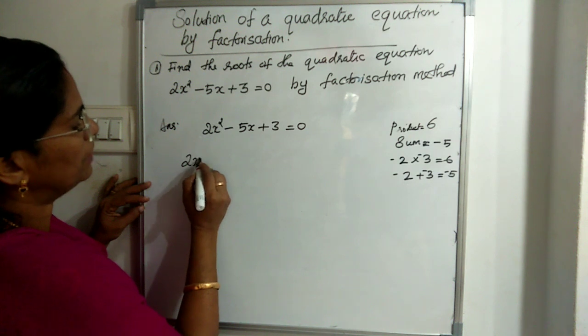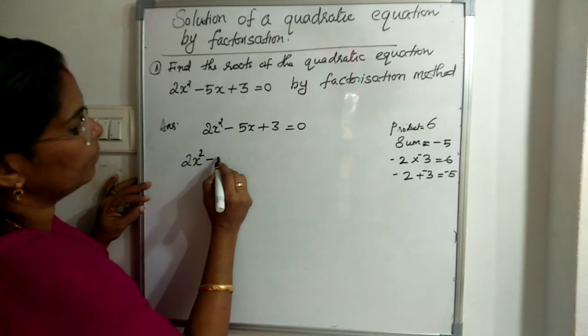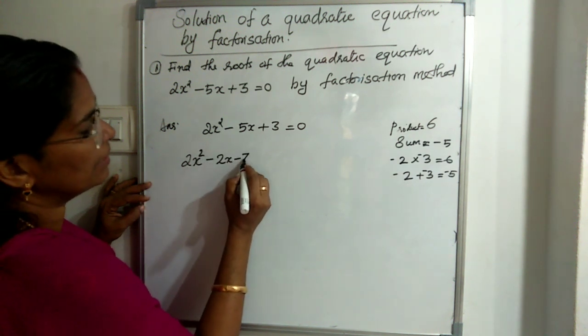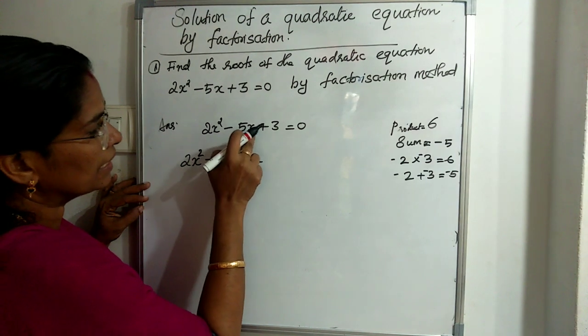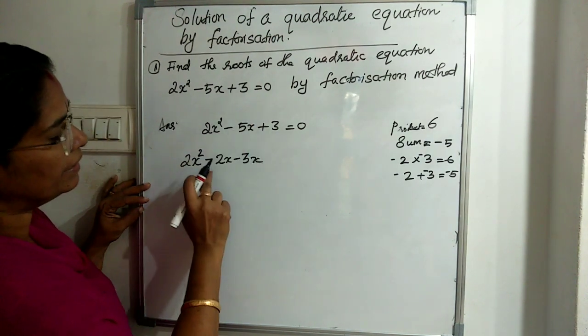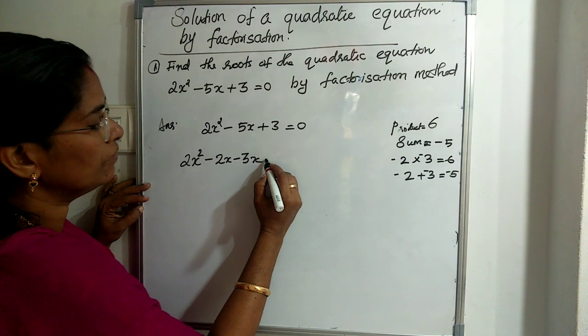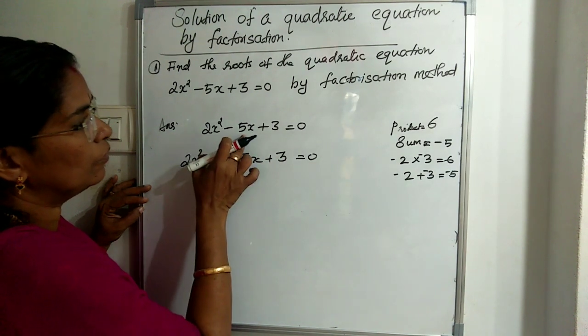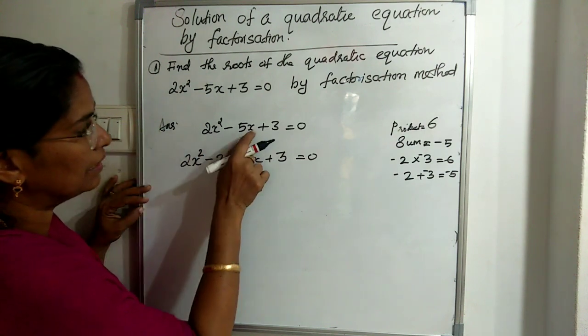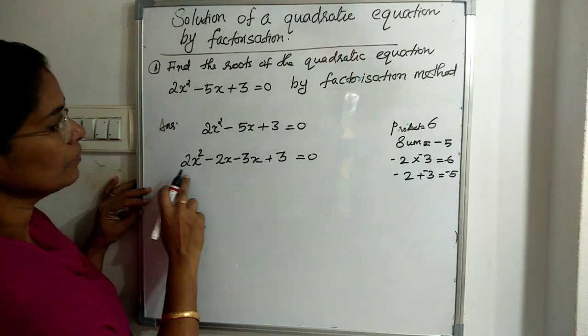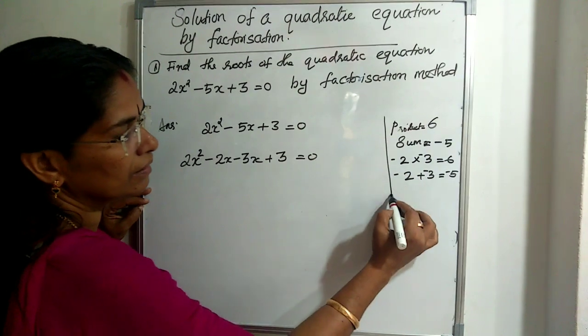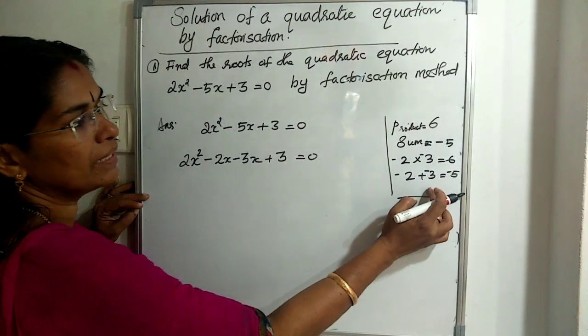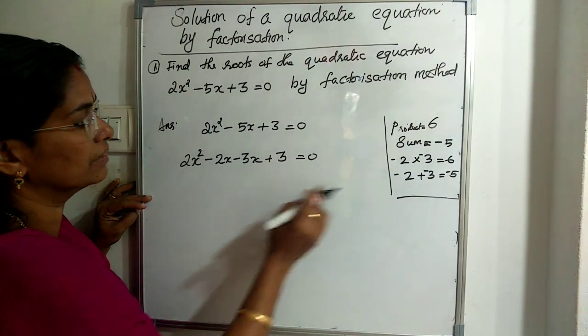Now we are splitting 2x square minus 2x minus 3x. Clear this term? The second term we are splitting and writing like this, so we will get one more term. So total 4 terms are there, where earlier only 3 terms. Splitting the middle term into 2, we are finding these two numbers by the method that we learned last year.